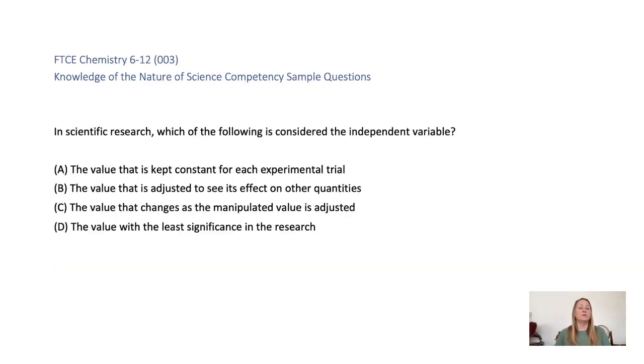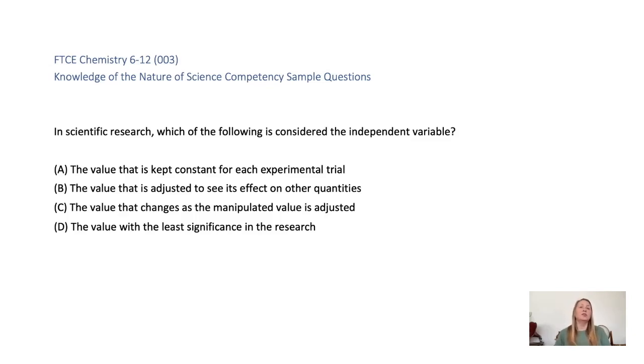In scientific research, which of the following is considered the independent variable? A, the value that is kept constant for each experimental trial. B, the value that is adjusted to see its effect on other quantities. C, the value that changes as the manipulated value is adjusted. Or D, the value with the least significance in the research.